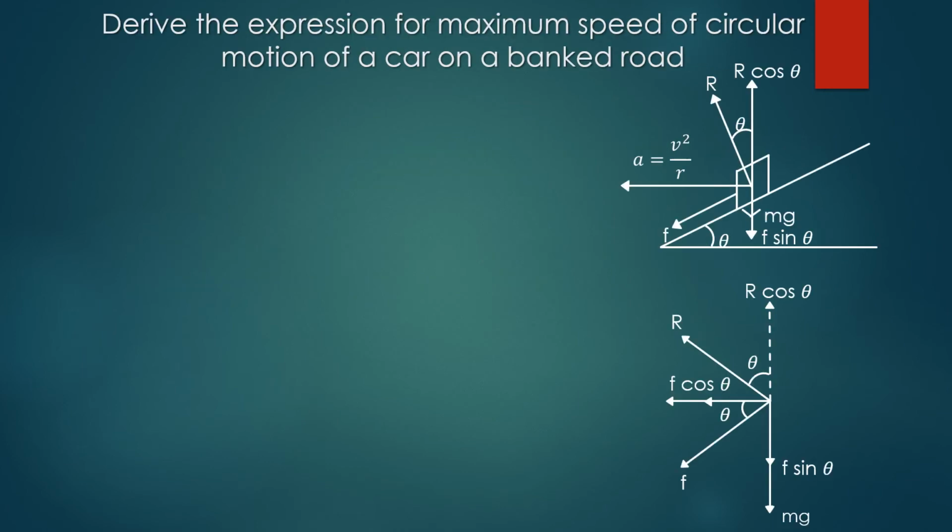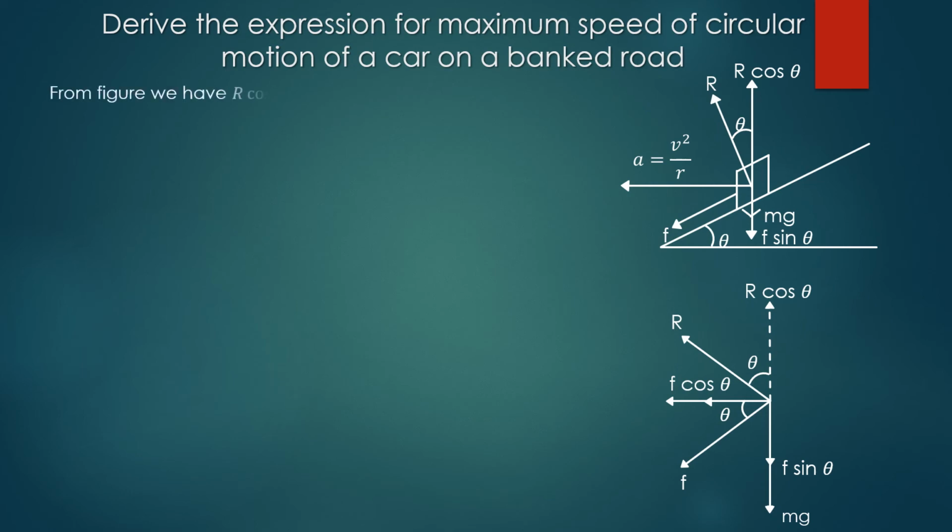Let's derive the expression for the maximum speed of a circular motion of a car on a banked road. Let's start. Let m be the mass of the car and small r be the radius of curvature of the curved road, which is banked at an angle theta, and on which the car is moving with the speed v, that is the velocity. Normal reaction, that is capital R, can be resolved into R cos theta and R sin theta. Frictional force F is resolved into F cos theta and F sin theta.